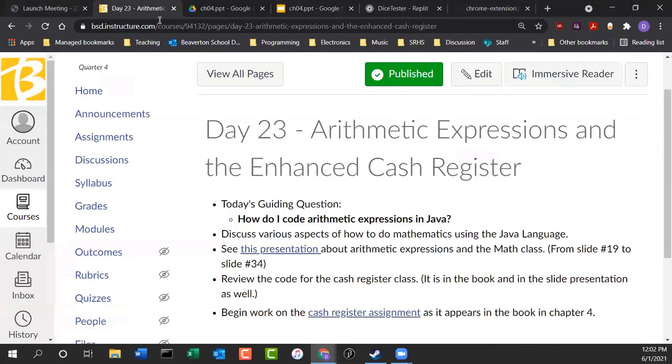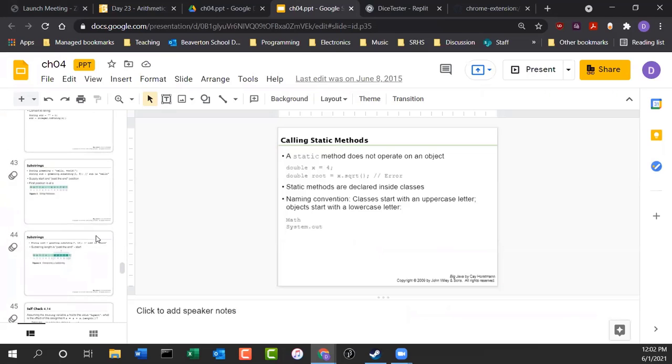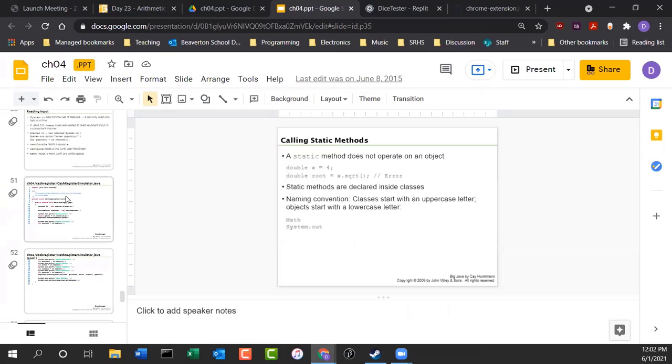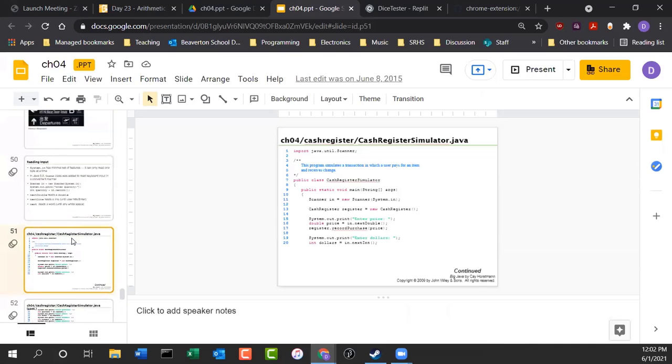All right, so that's everything on arithmetic expressions. And we're going to use a lot of these things that we just learned in our enhanced cash register class. So let's take a look at that real fast. Now, the code for this is actually in your book. It's also in the slide presentation. I think later in the slide presentation, let's look. I'm looking for a whole bunch of code. There it is, cash register. It's right there.